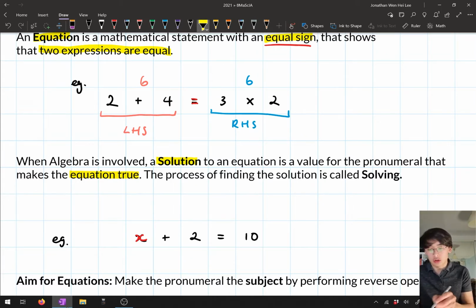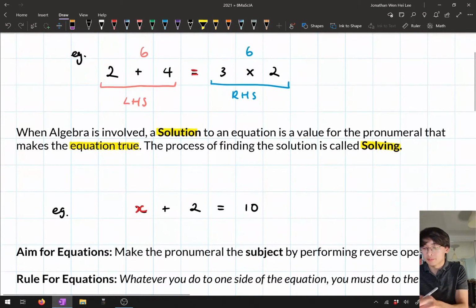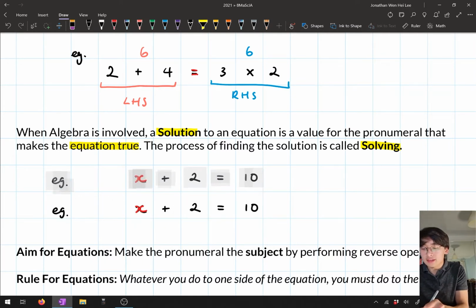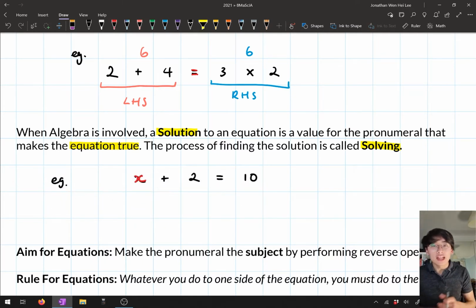And here we've got an additional note. The process of finding a solution is called solving. So let's say, for example, I've got an equation that looks like this. My example underneath is x plus 2 is equal to 10. X plus 2 is equal to 10. Now, if you have a look, we've got this polynomial, x. X is a letter, and it represents a number that I do not know. I don't know what the value of x is.